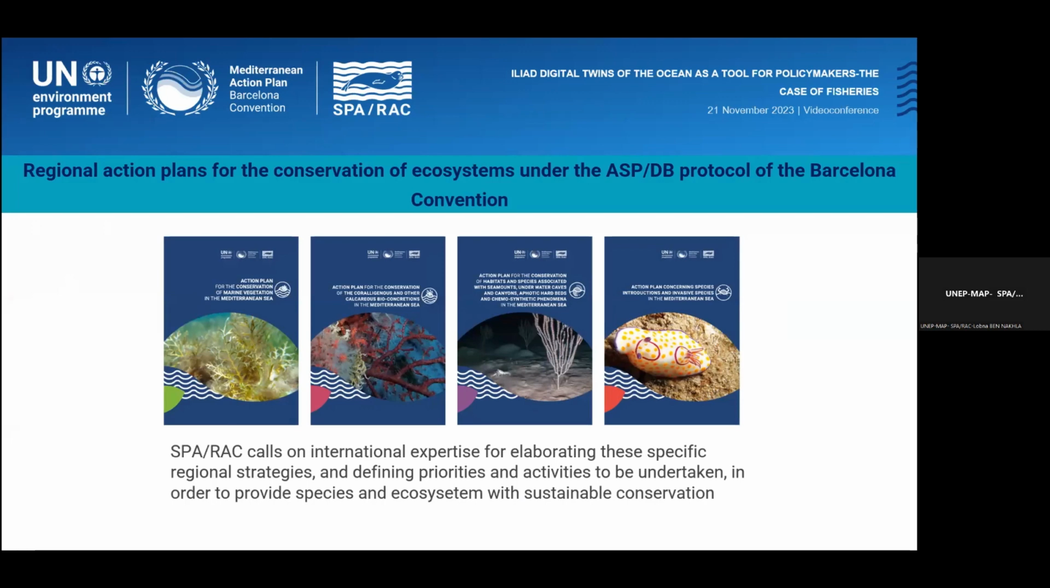My presentation will focus mainly on other tools prepared and elaborated by the Barcelona Convention, mainly by SPA/RAC, which is the marine biodiversity component of the Mediterranean Action Plan. Action plans are a strategic regional program, nothing binding, but they provide contracting parties with priorities and activities to be undertaken at regional and national level, with the objective of sustainable conservation of these species and ecosystems.